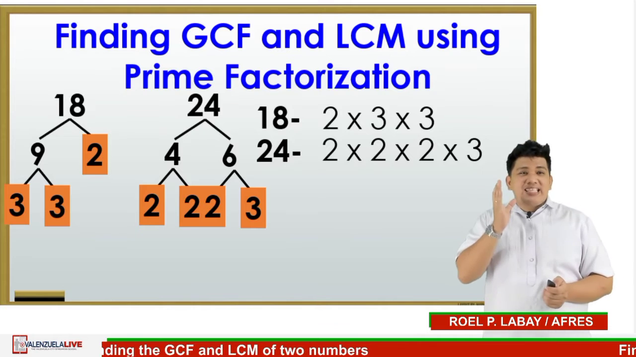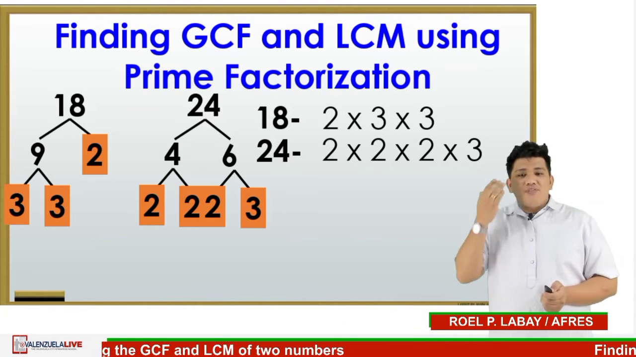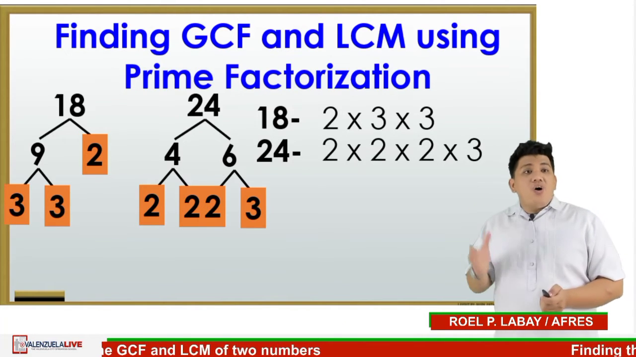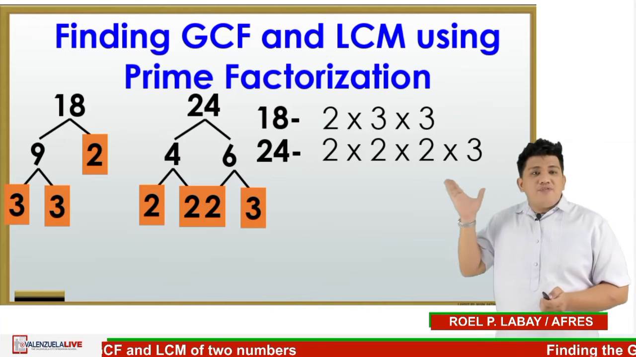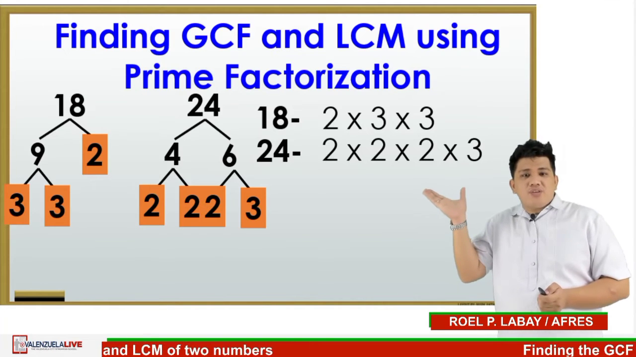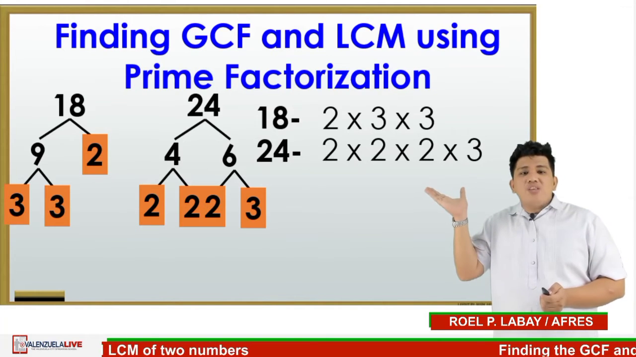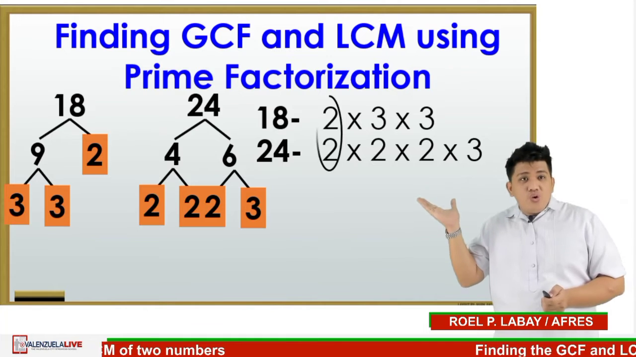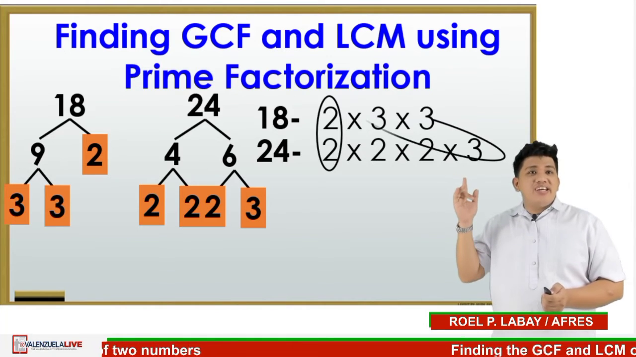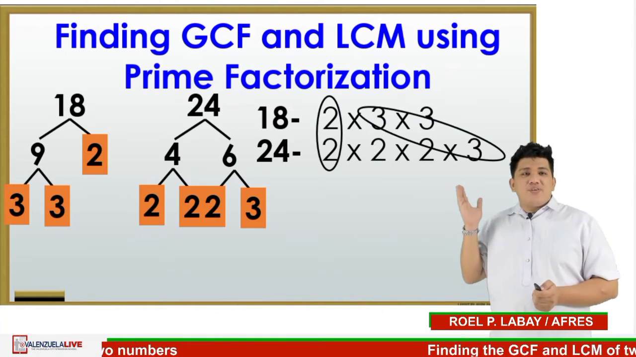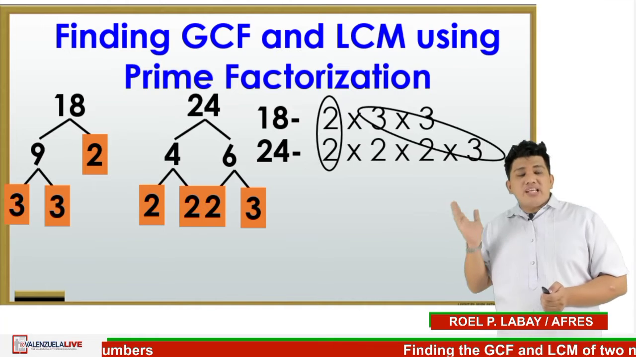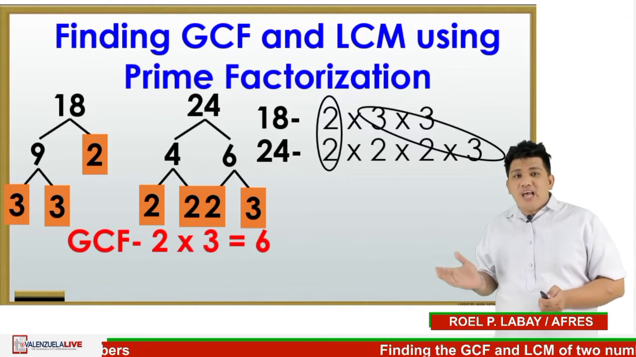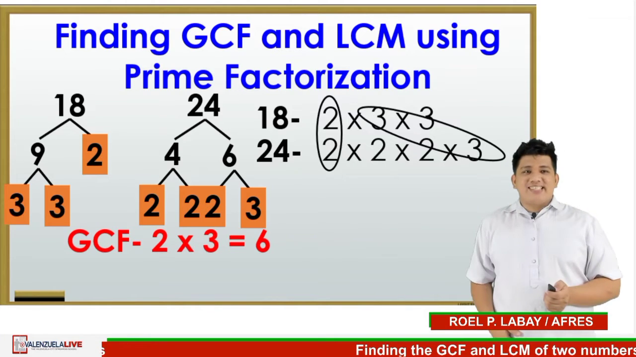Again, to get the GCF or the greatest common factor, let's multiply all the common prime factors. The common prime factors of 18 and 24 are 2 and 3. Therefore, we will multiply 2 and 3 to get the GCF. The GCF now is 6.